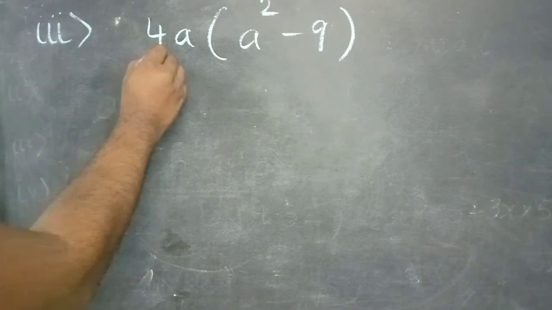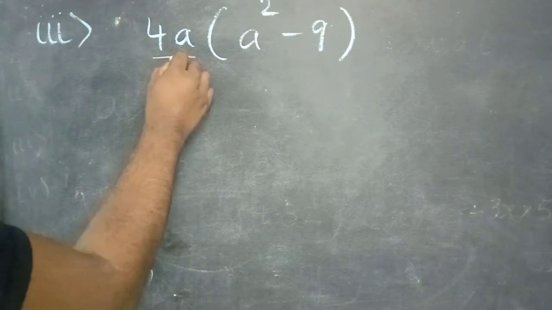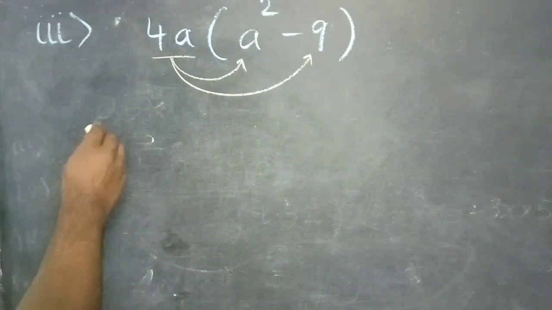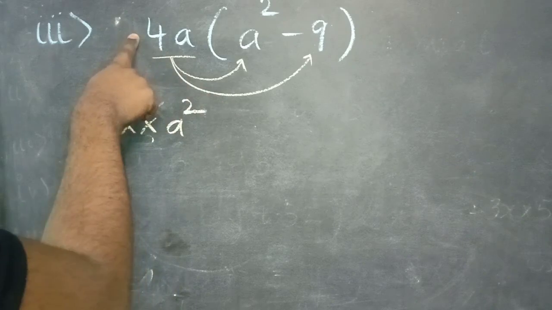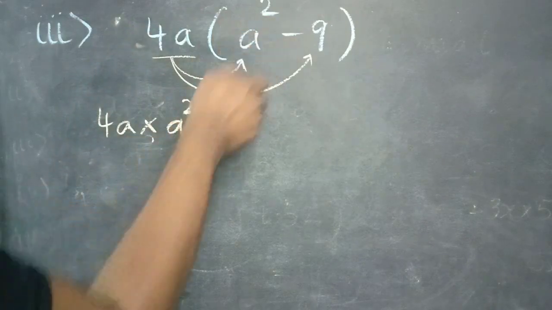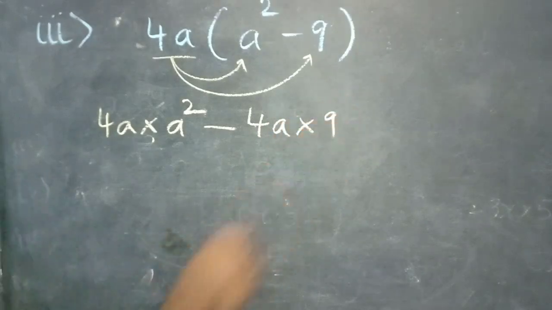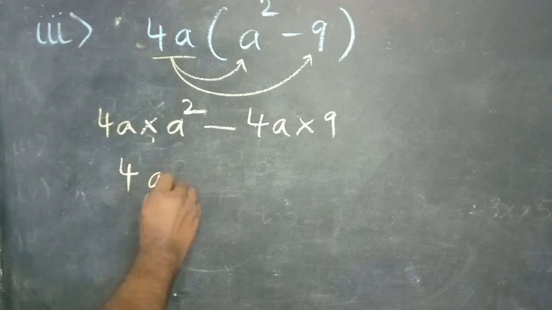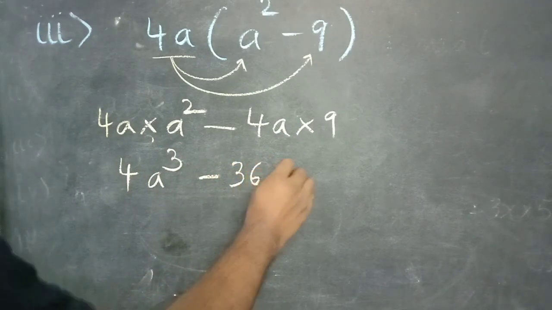Third question, 4a into a square minus 9. The first step is multiply 4a into a square, then 4a into 9. What you get? 4a into a square. What we have here is plus, plus into minus, minus 4a into 9. 4a as it is, a into a square is a cubed. 4 9s are 36a.